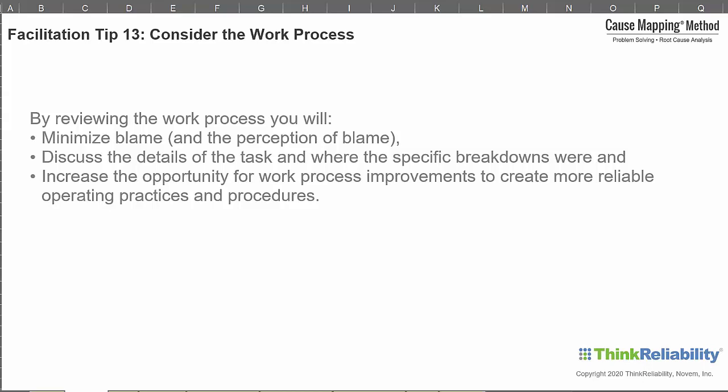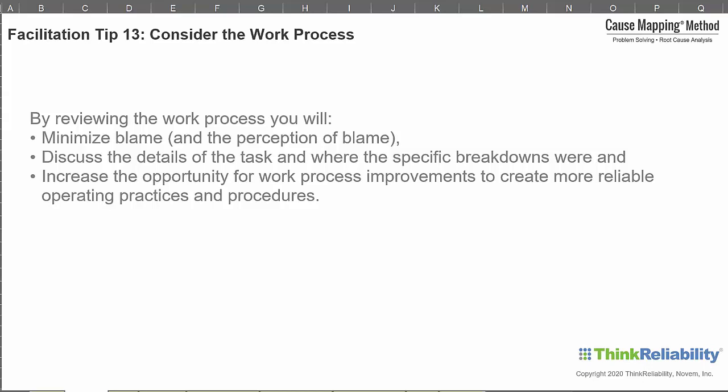In facilitation tip number 13, we want you to consider the work process during your incident investigation. So rather than ending your investigation with a generic statement like procedure not followed or human error, we want the facilitator to drive the discussion to the steps of the work process. And this will help reveal more specific causes within your cause map diagram and ultimately reveal more sustainable solutions.